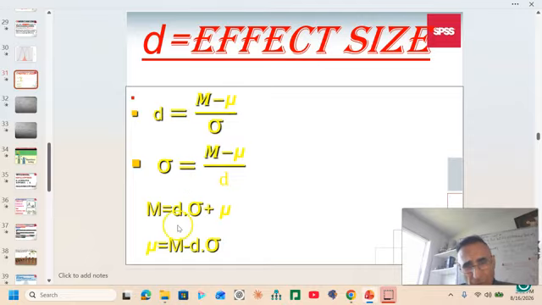And of course, if I give you other information and ask what the standard deviation would be, or what the mean is, or what mu is, these are the derivatives. It's good to have these handy. It's good to know all these symbols. So what's the mean? If you want this mean, make sure you have the d, the effect size, and the standard deviation. Multiply those two, and add it to the mean, which is 100.